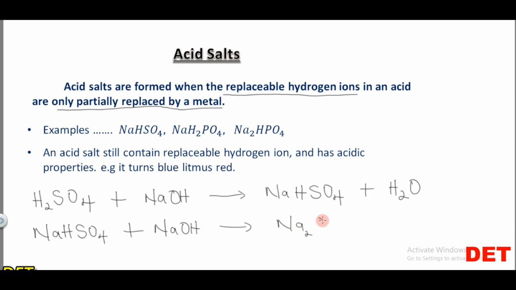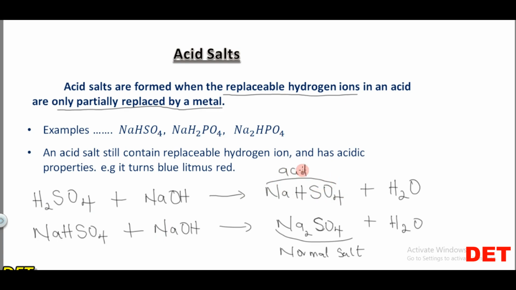sodium tetraoxosulfate 6 and water will be formed. Alright, this salt is an example of a normal salt. It is an example of a normal salt because all the replaceable hydrogen ions in the acid have been completely replaced by what? A metallic ion. Alright, so this sodium hydrogen tetraoxosulfate 6 is an example of what?